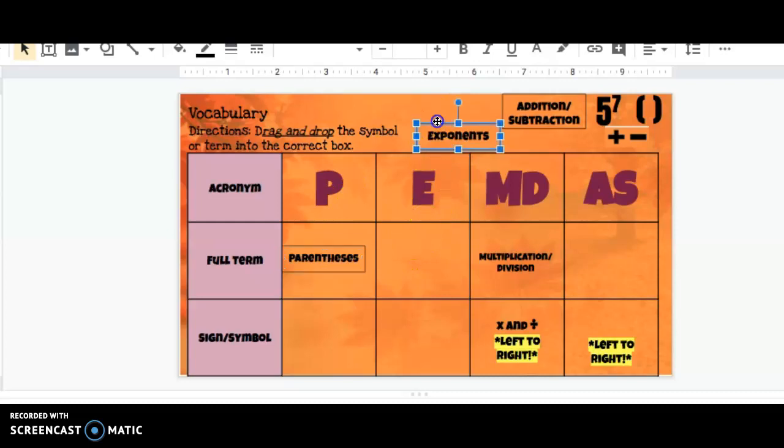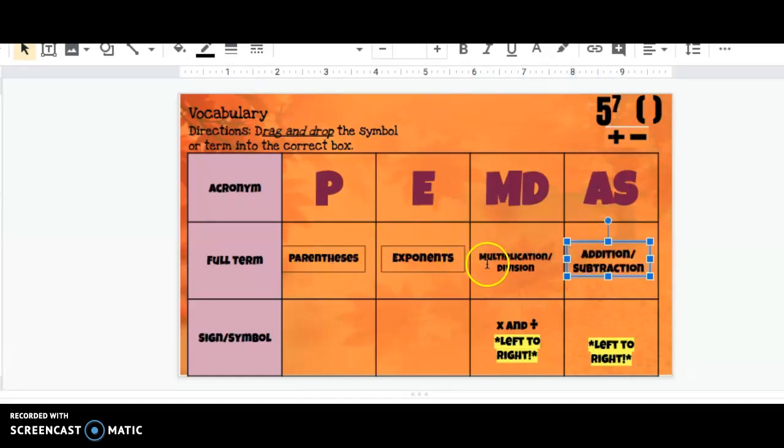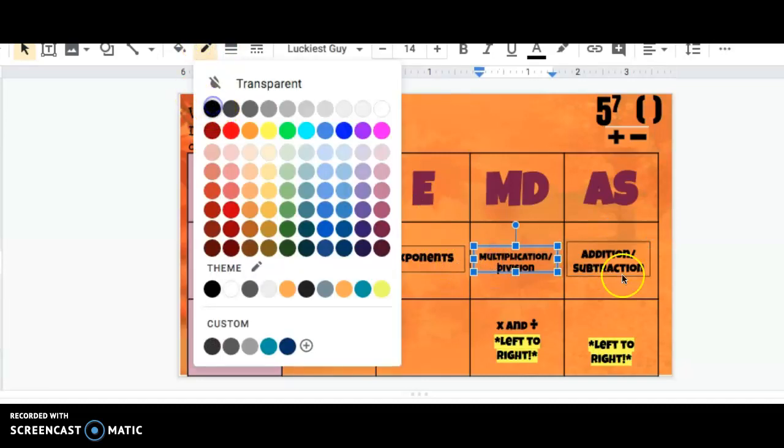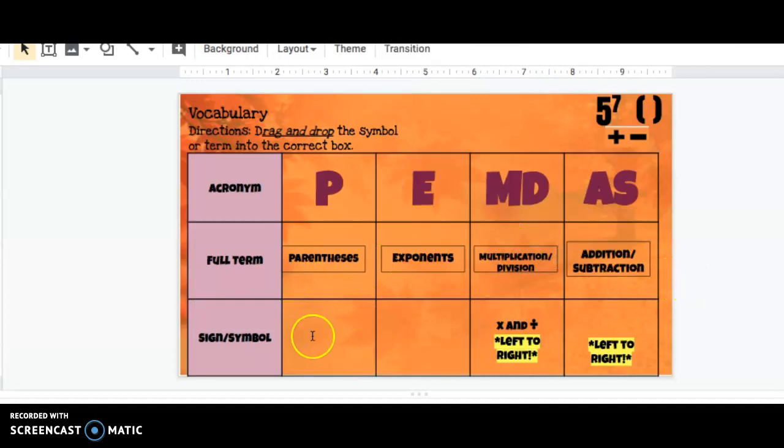E is our exponents. So that's our word that represents the E. And then multiplication like I did. And then you have addition and subtraction, which is the A and the S. Okay? So now that we have our words in the correct place, let me add a border on this. Now that we have the words in the correct place, now let's do the symbols.